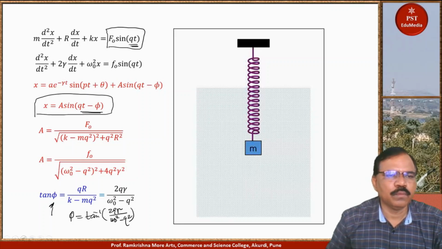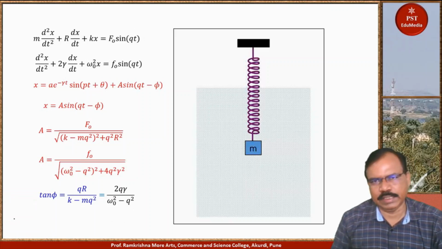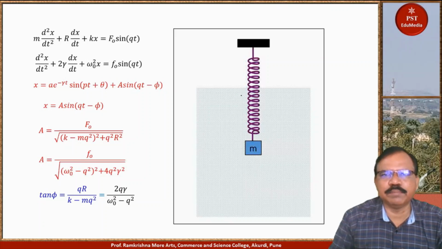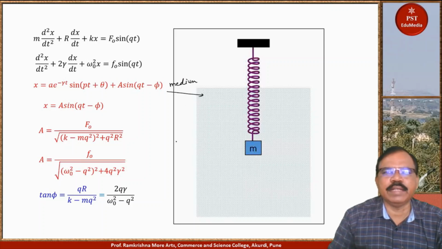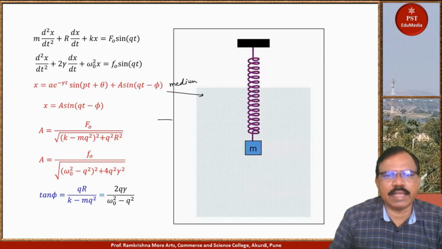Now we will see a simple example of damped oscillations. Here we have a spring mass system, and suppose this is the medium, and suppose this mass is a magnet. Suppose the lower pole is the south pole and the upper pole is the north pole of this mass, and here we have placed it. This is the equilibrium position.